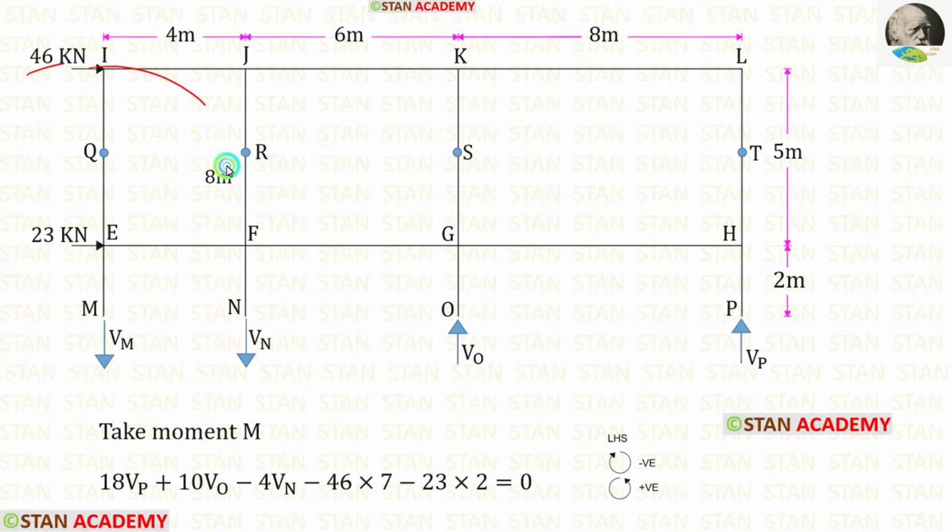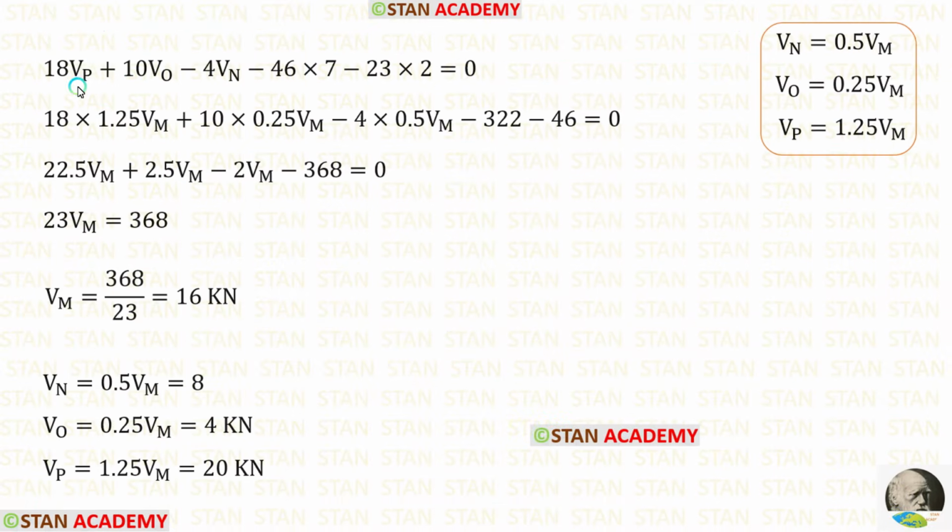46 kilonewton is acting in the clockwise direction, so that will be negative and the distance is 5 plus 2, we will get 7. 23 is acting in the clockwise direction, so that is also negative and the distance is 2. For Vp, we can apply 1.25 Vm. For Vo, we can apply 0.25 Vm. And for Vn, we can apply 0.5 Vm.